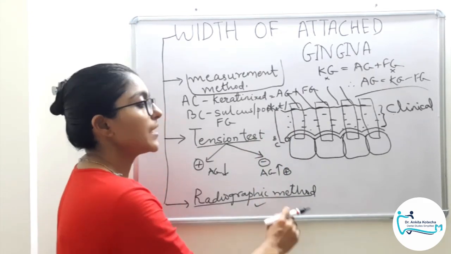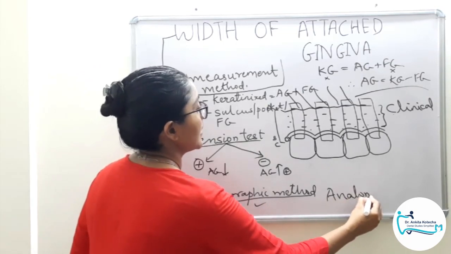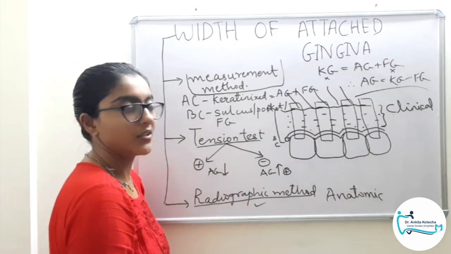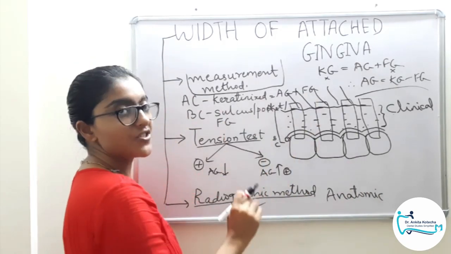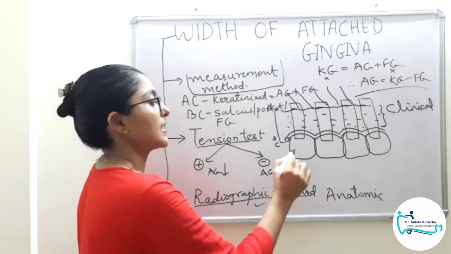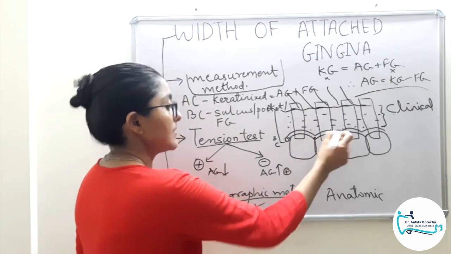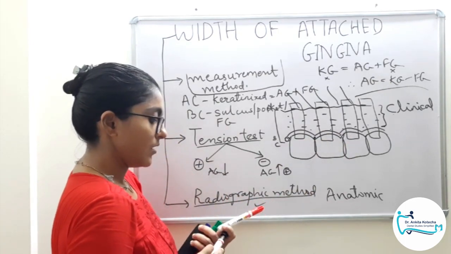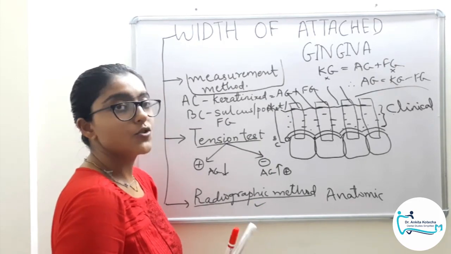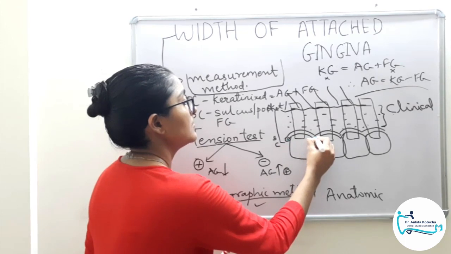I told you this method gives us anatomic width of attached gingiva and not clinical, and that is why they will not use any clinical reference point here as in case with the measurement method where they used free gingival margin and the base of the sulcus. In radiographic method they use CEJ. Let's say our CEJ is here. On radiograph they will make a line joining all the CEJ.